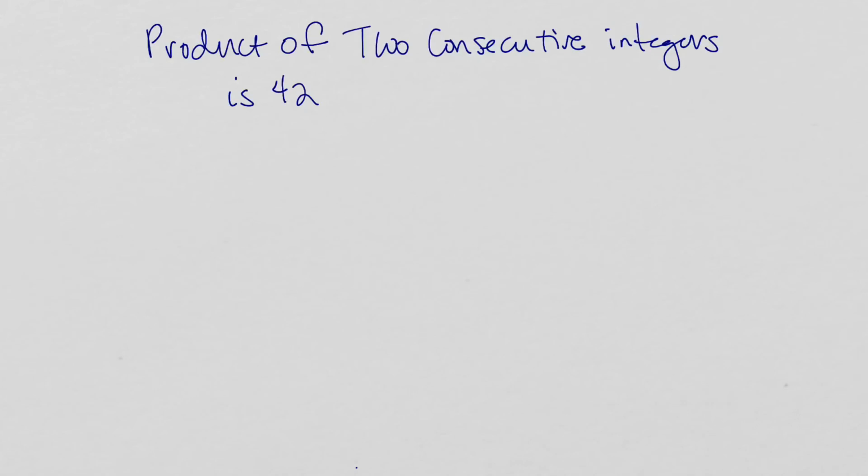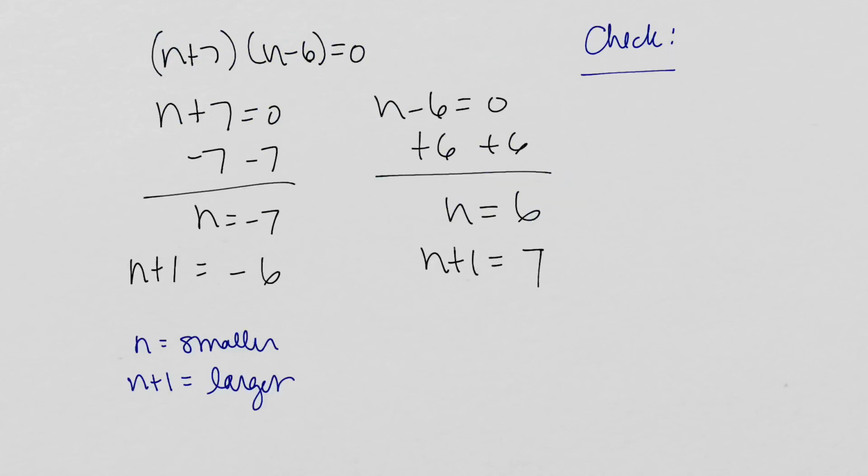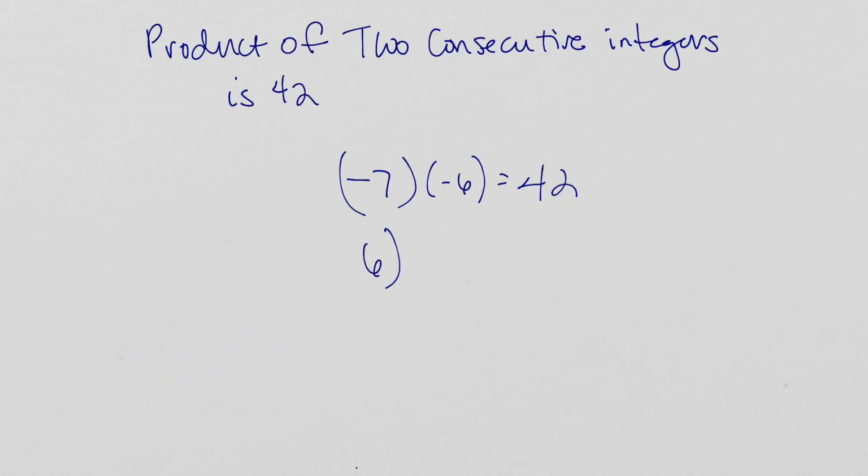The product of two consecutive integers is 42. We have negative 7 and negative 6, which does give us 42. We also have 6 and 7, which gives us 42. So either one of these solutions is acceptable for you to enter into HAWX.